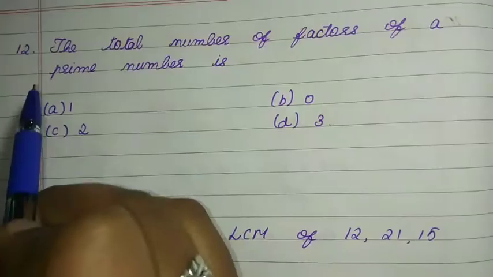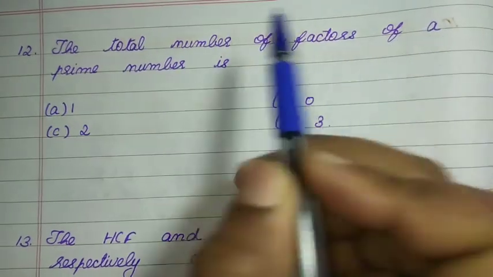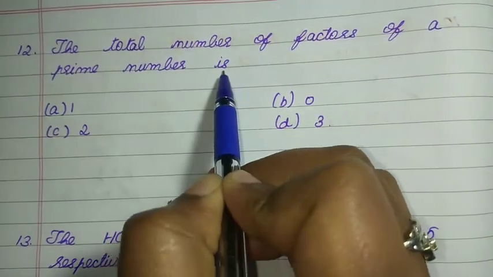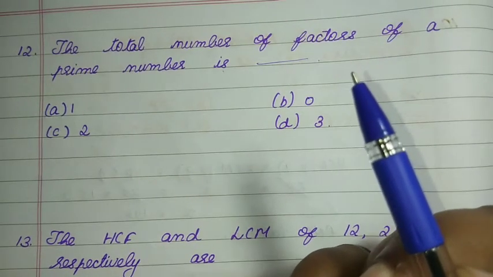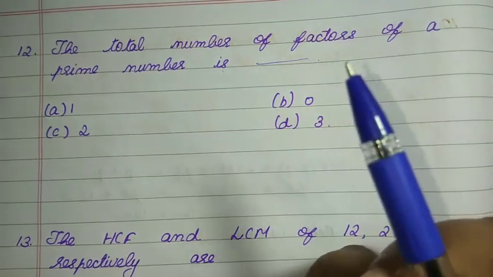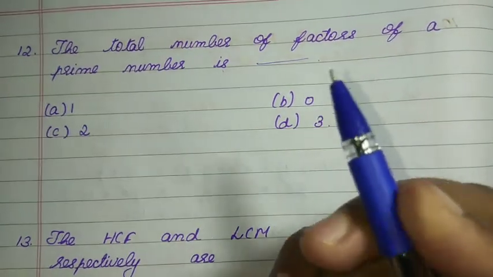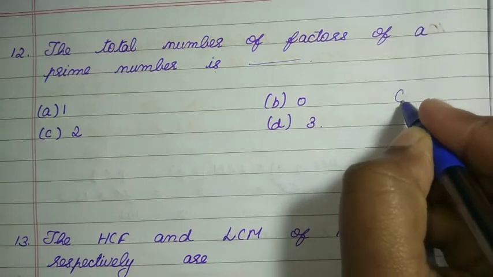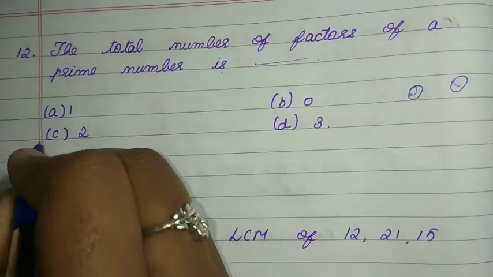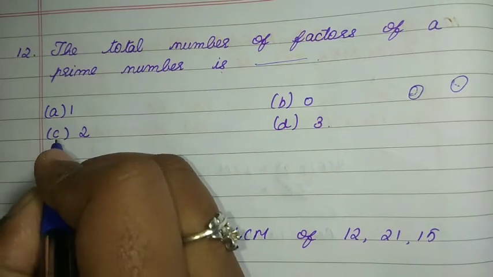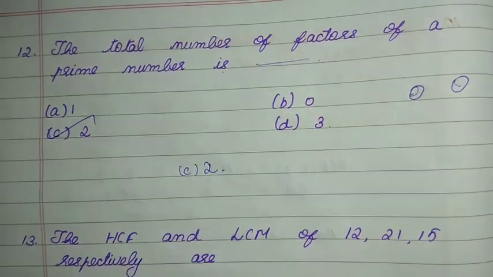That's it. Question 12. The total number of factors of a prime number is dash. So a prime number has how many factors? A prime number means its factors will be the number itself and 1. So the number itself and 1, it means 2, right? So the total number of factors of a prime number is 2. So option C is correct.